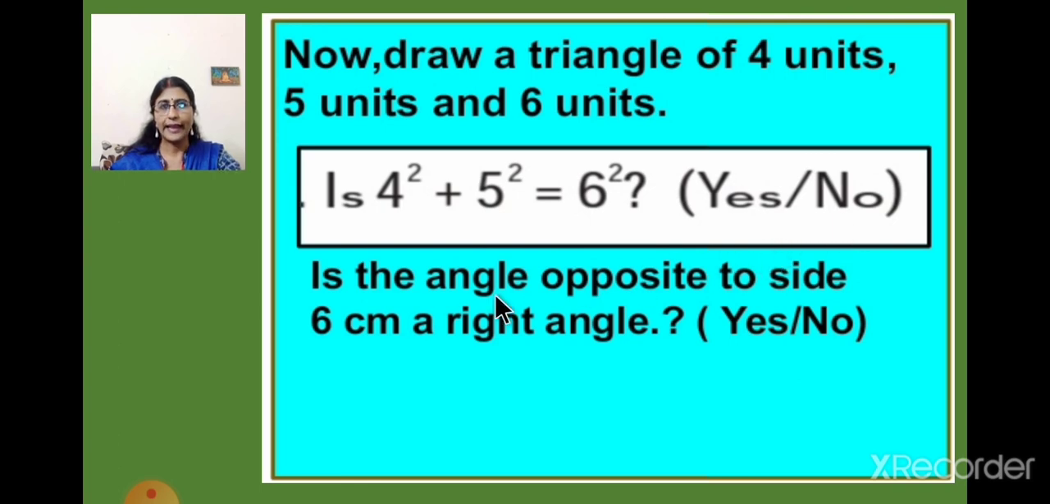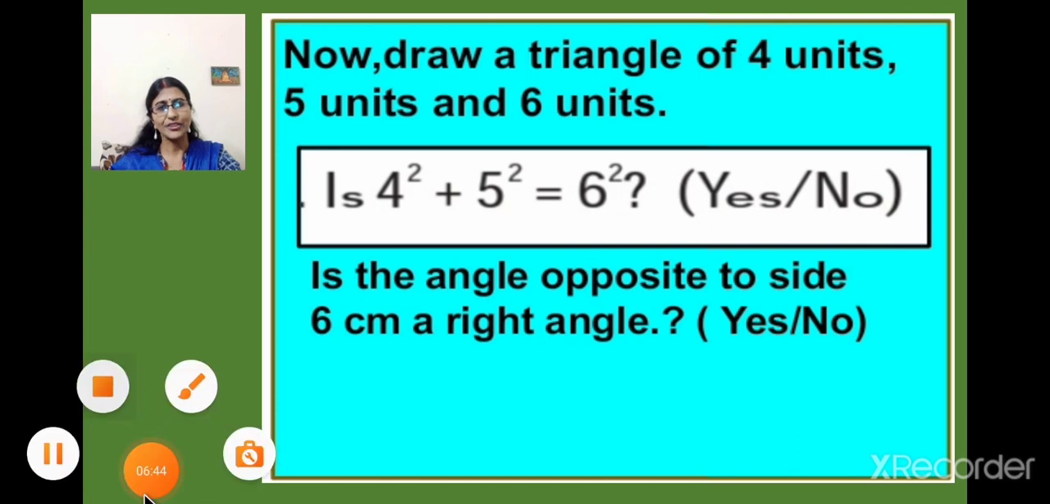And the next question, is the angle opposite to side 6 centimeter a right angle? That also you have to check, whether you get a right angle or not on the side which is opposite to the side of 6 centimeter. And if you get a right angle, you will write yes, and if you don't get, you will write no. So this way you will complete this also. This is the way we are going to complete the whole activity. So that's all.